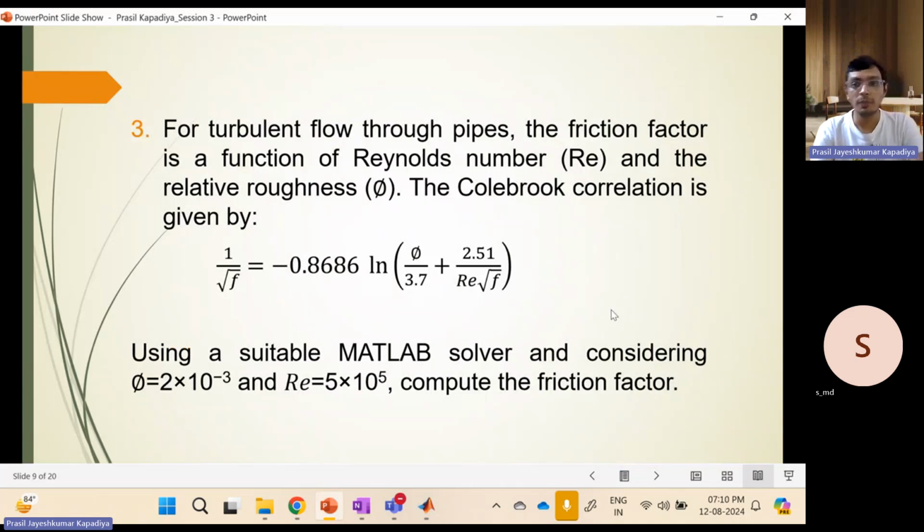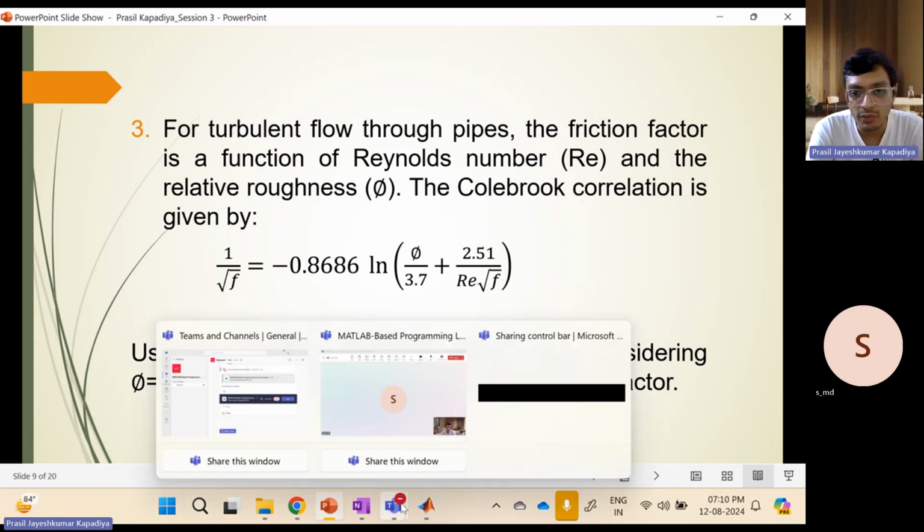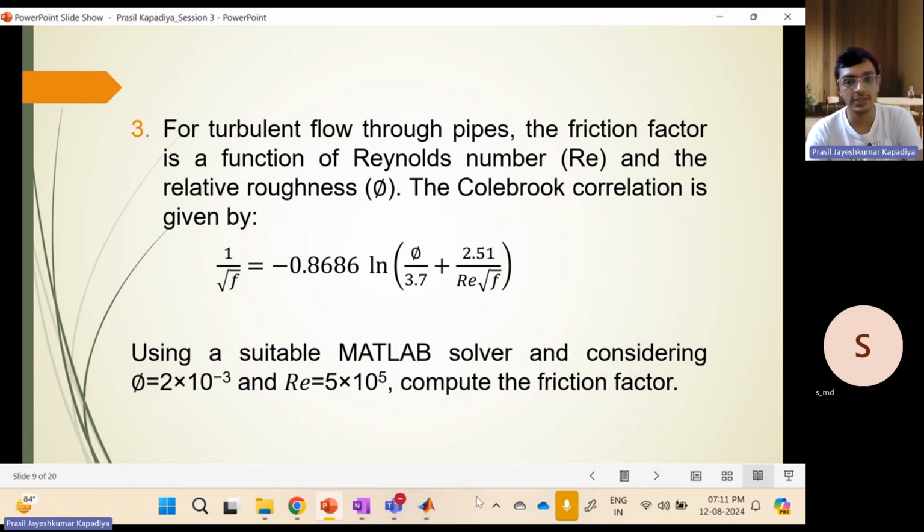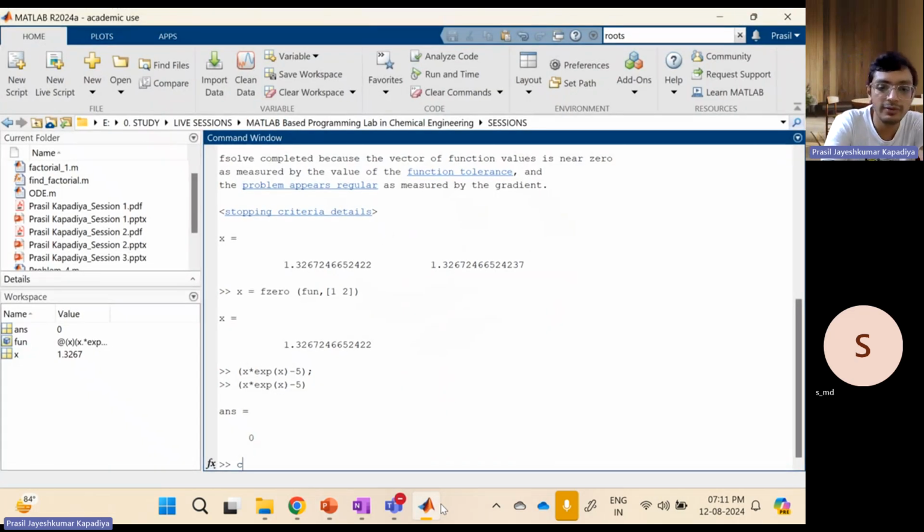For turbulent flow through pipes, the friction factor is a function of Reynolds number and the relative roughness phi. The Colebrook correlation is given by: 1 upon square root of f is equal to minus 0.8686 ln of phi divided by 3.7 plus 2.51 divided by Reynolds number into square root of f. So we are supposed to solve this. This one is a complex relation, so we need to be careful while defining our function.